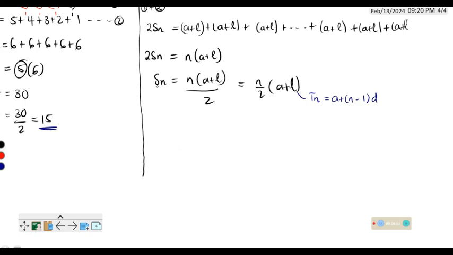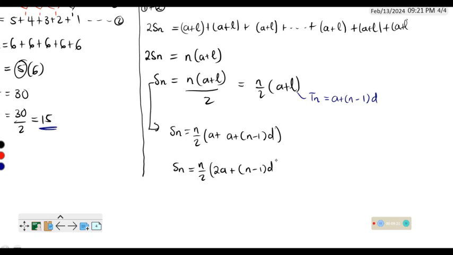So it means in this equation now, wherever we see the L, we are going to substitute this formula right here. So we have Sn, which is equals to n divided by 2 into a plus, instead of the L we put the a plus n minus 1 multiplied by d, which then gives us what? Sn is equals to n divided by 2 into, what's a plus a? This is 2a plus, we have n minus 1 multiplied by d. So that's how you derive the two formulas.